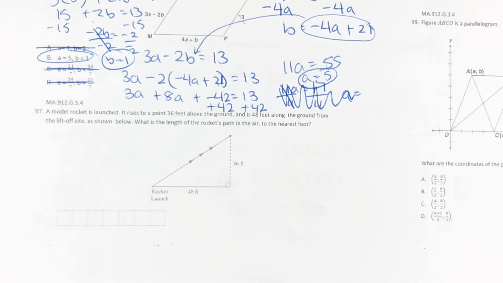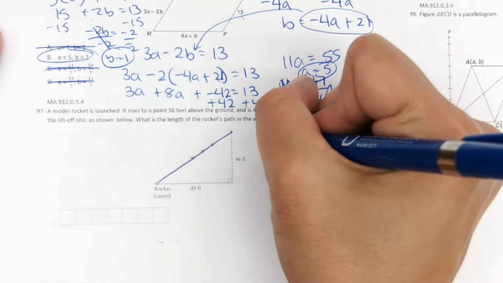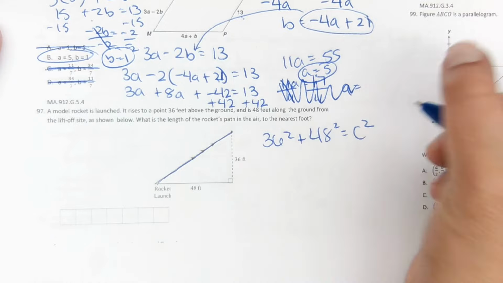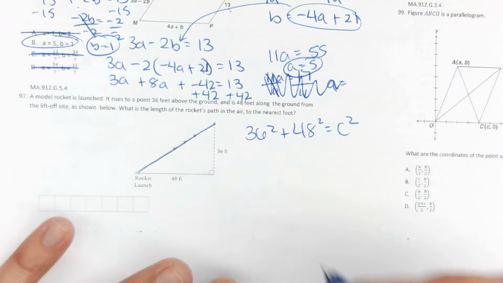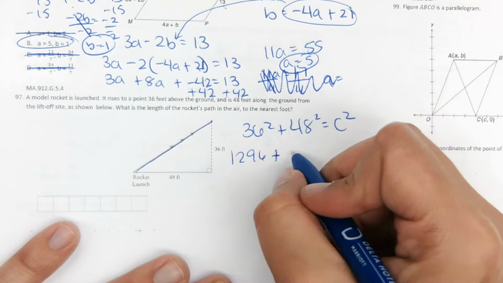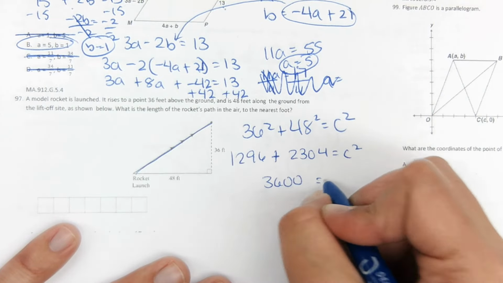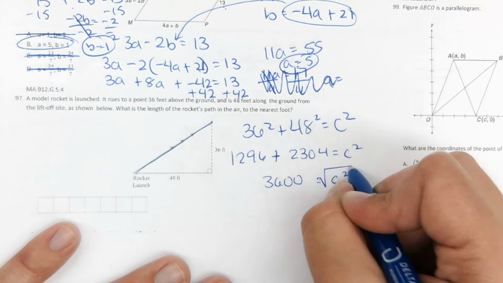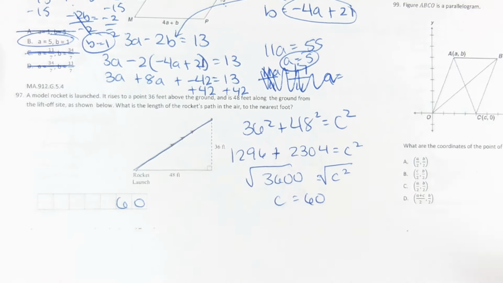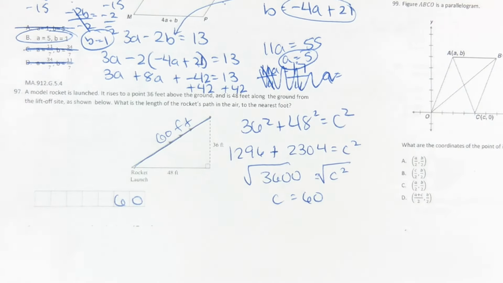A model rocket is launched. It wants to know this distance right here. We're going to use Pythagorean theorem. They gave us a brain break with this one. So Pythagorean theorem, 36 squared plus 48 squared equals c squared. 36 squared is 1296. 48 squared, 2304. And then we get 3600 equals c squared. Square root of both sides, and c equals 60. That's that length, 60 feet. Next.